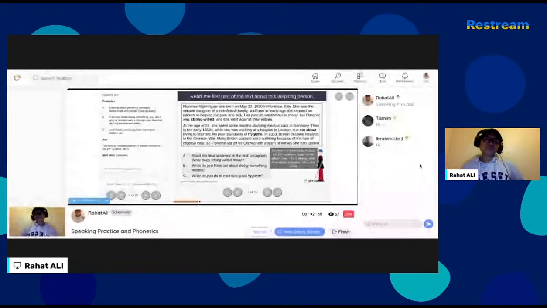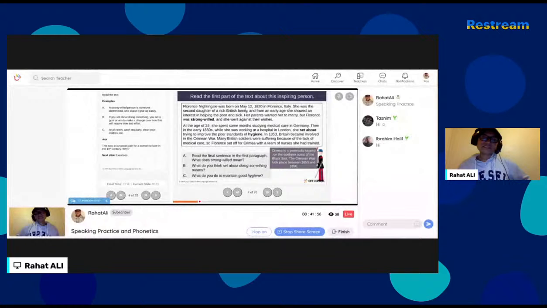At the age of 24, she spent some months studying medical care in Germany. Then in the early 1850s, while she was working at a hospital in London, she set about trying to improve the poor standards of hygiene. In 1853, Britain became involved in the Crimean War. Many British soldiers were suffering because of the lack of medical care. So Florence set off for Crimea with a team of nurses she had trained.